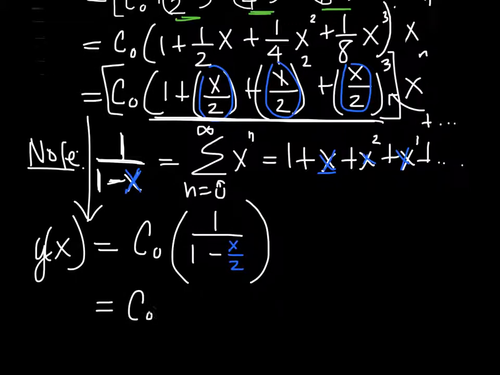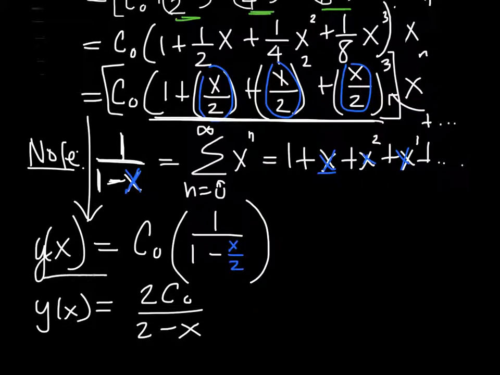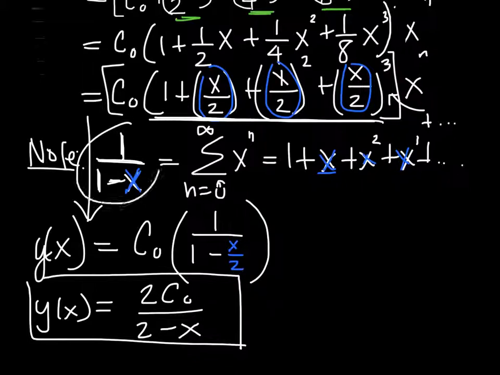Just doing some algebra, you can multiply everything by 2. So we can just say 2c naught over 2 minus x. So this is your solution, and it's definitely a power series, again in terms of this guy right here. Okay, so the second part, I'm at 11 minutes. All these problems, they're not bad, they're just very tedious. Let me see if I can do the last part.